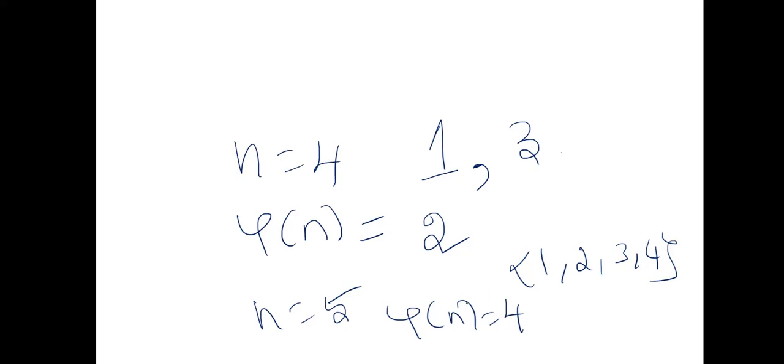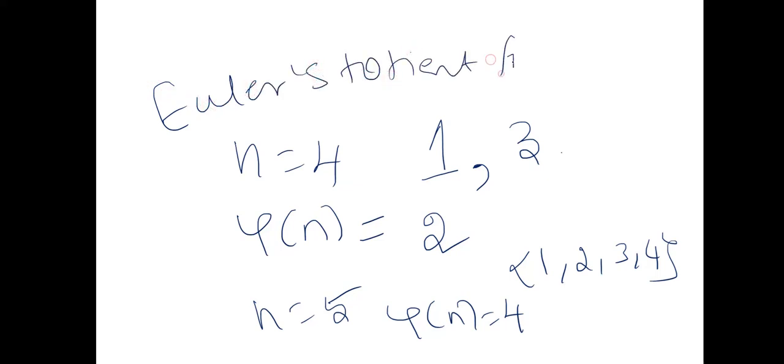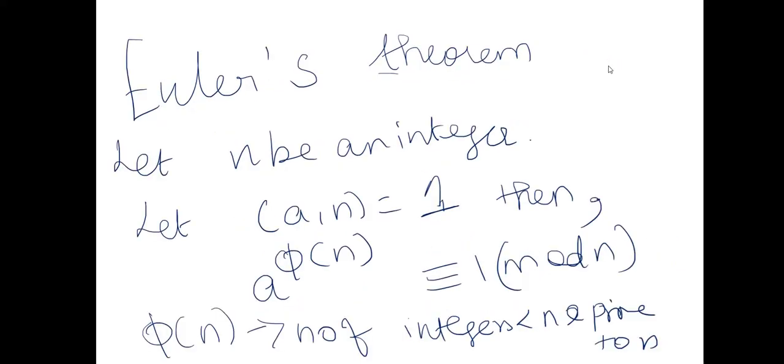So phi of n is also called the Euler's totient function. Okay, having said that, now we shall look at the statement one more time. All we have is an integer n and another integer a that is relatively prime to n. That is, whenever I write this bracket, this is GCD of a and n is equal to 1. Then a to the power of phi of n is congruent to 1 mod n. This is what I am gonna prove.